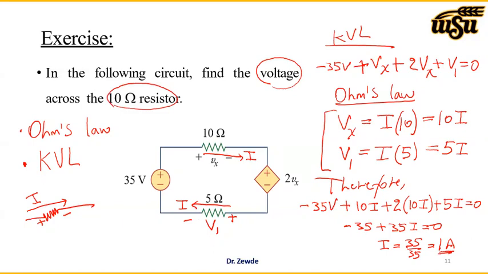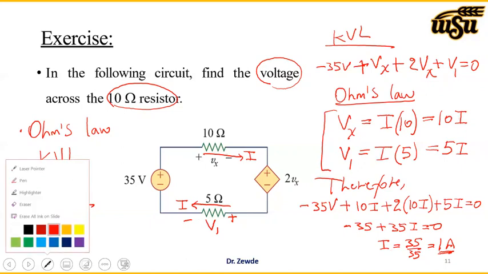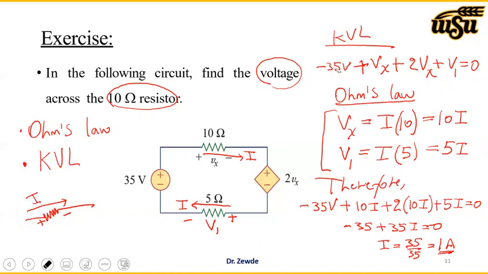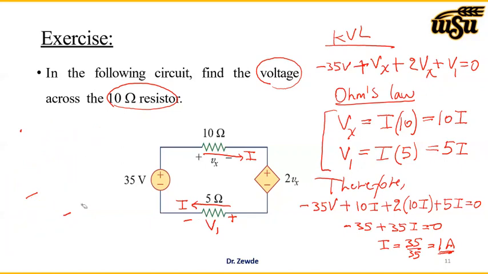Now the question is, find the voltage across the 10 ohm resistor, or in other words, Vx. Now I is 1 amp, so let me write it down on this side, so that you can compare everything. Vx is 10I, but now I is 1. So 10 times 1 is 10. So 10 volts.